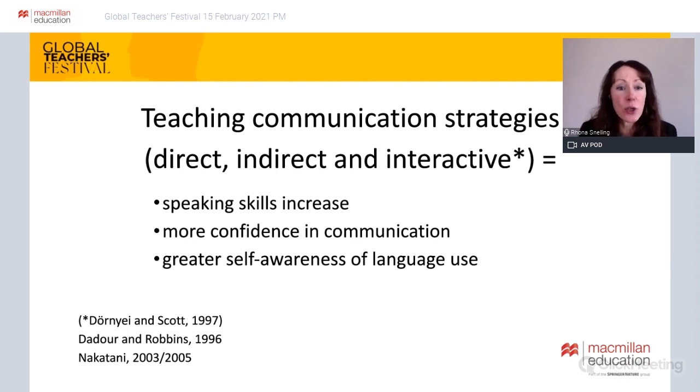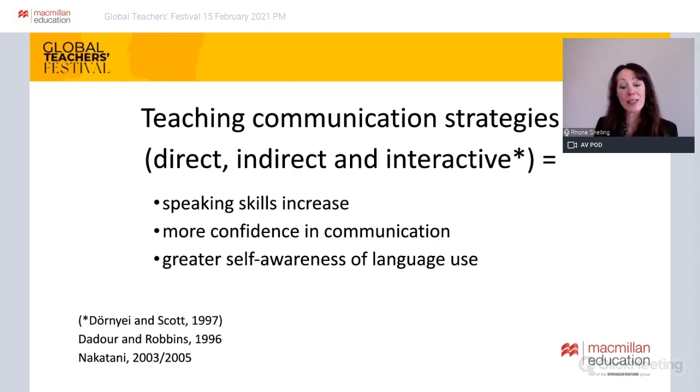Dörnyei and Scott identified three types of communication strategies, there in brackets: direct, indirect, and interactive. I'll quickly explain those. Direct, as a communication strategy, is where a student hasn't got the language, so they choose to move into their first language, or maybe they mime something instead. Indirect is where the student hasn't got the language and needs to create better conditions in order to find that language. So maybe they'll use one of the fillers that we mentioned earlier to buy a bit of time.